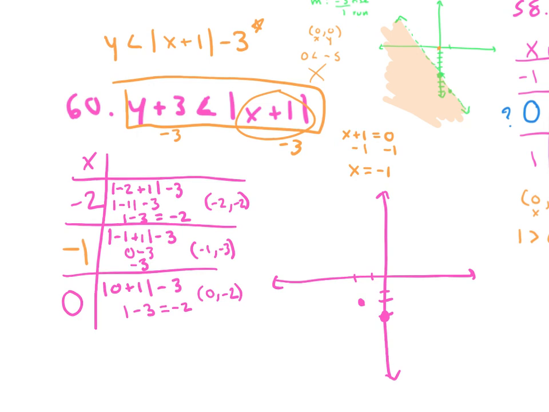So what's our point here? 0, negative 2. So we stay at 0 and go down to negative 2. Sorry, at this point, I put in the wrong place because it was negative 1, negative 3. So that should be to the left 1 and down 3.